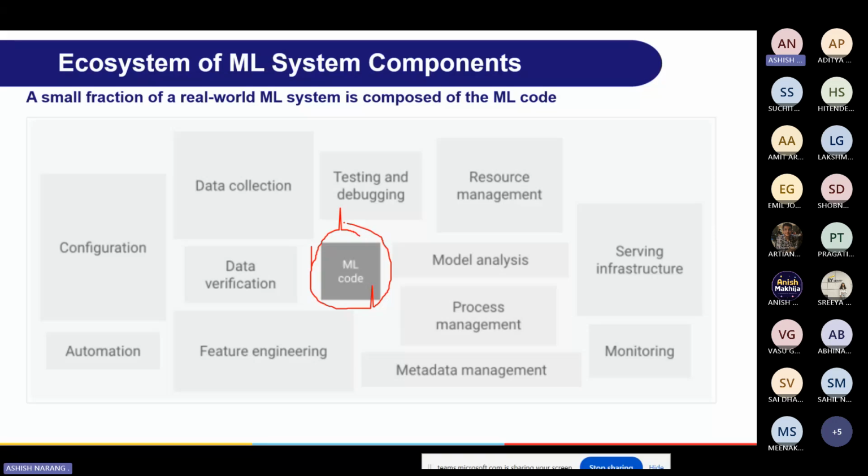If I talk about industry, they say often 80 to 90% of effort goes into data and operations, while actual model building is only a very small component. And this is one reason why deploying ML systems in production is much more difficult than training a model in a typical Jupyter notebook.